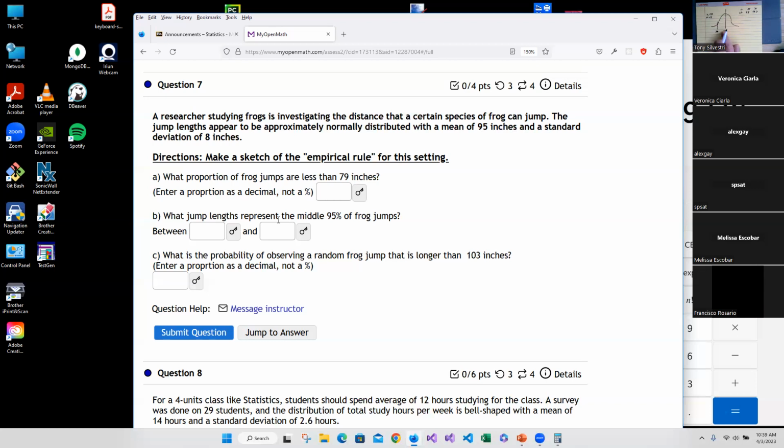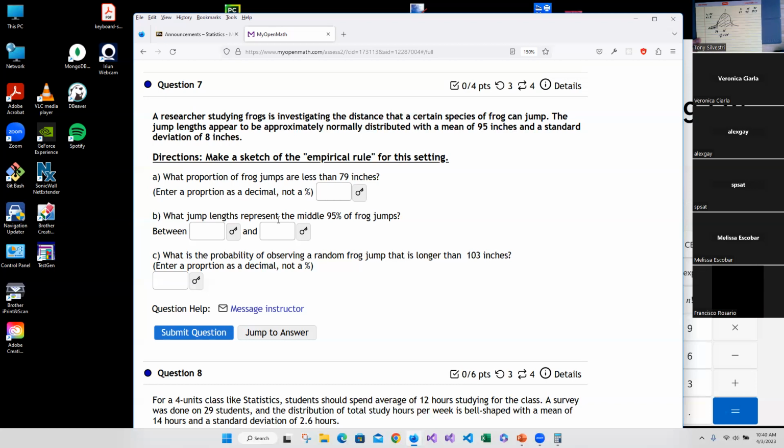Okay, now how many standard deviations away are we from 95? It looks like the distance from 95 to 79 is what, 16? 16 divided by 8 is 2 standard deviations. Good. 95%. We're using that rule there. What that means now is 95% of the data lies within that range. We want to find this area here.